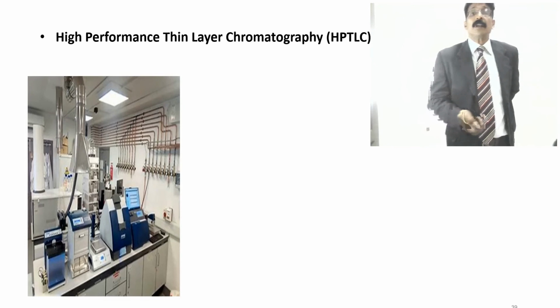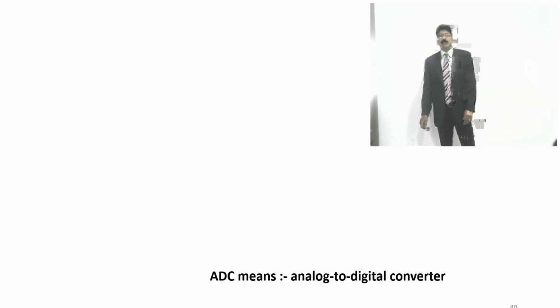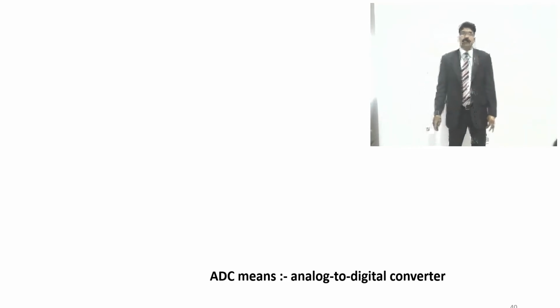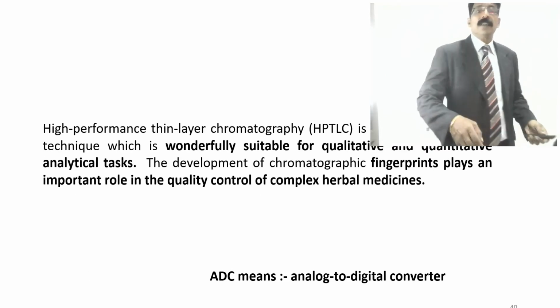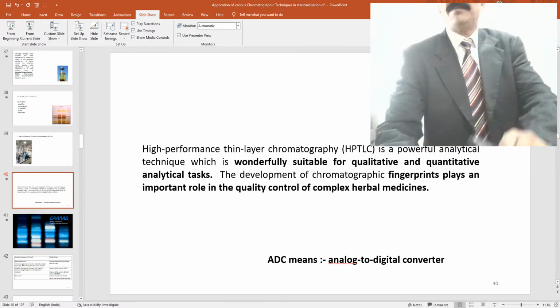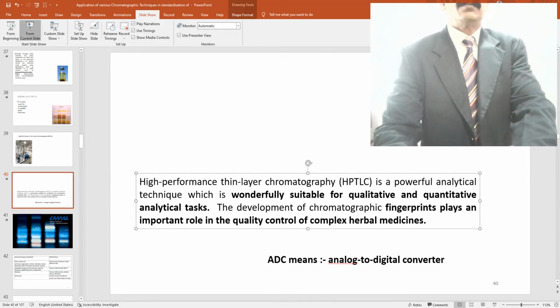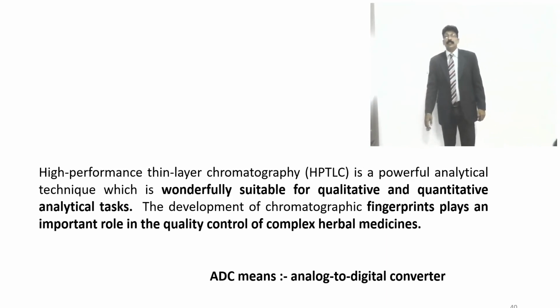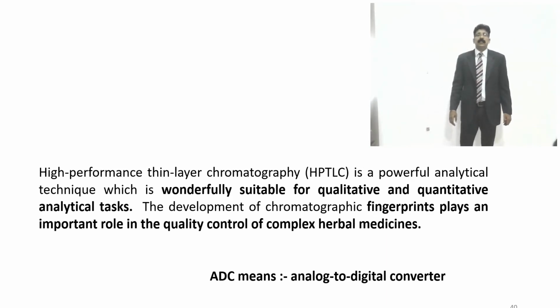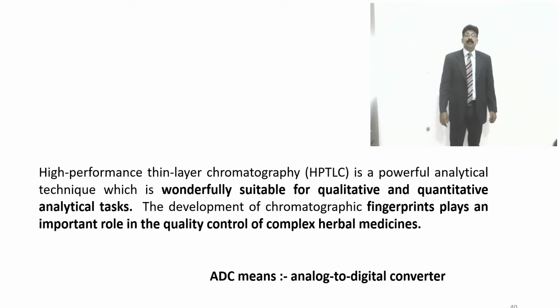In high performance thin layer chromatography we will come across the analog to digital converter, the ADC, in some cases, so that's why I mentioned that. You see this high performance thin layer chromatography, just let me pull it down. High performance thin layer chromatography is a powerful analytical technique which is wonderfully suitable for qualitative and quantitative analytical tasks.